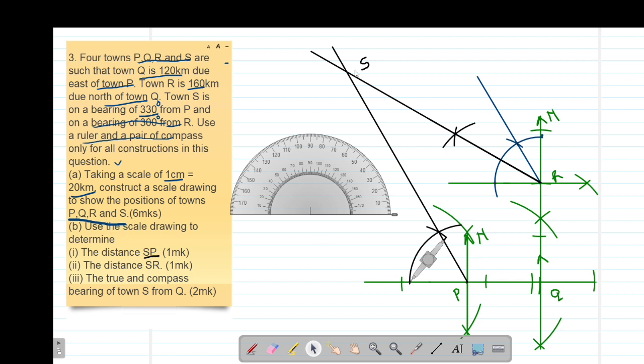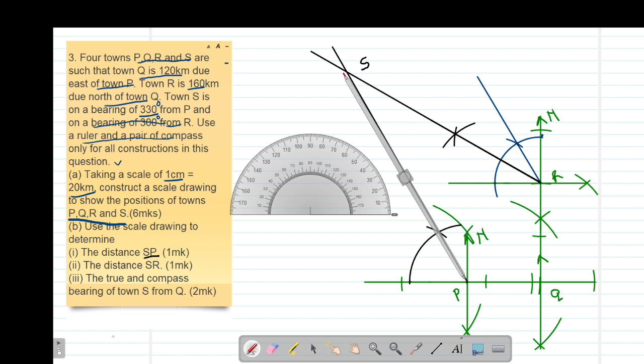So use the scale drawing to determine the distance SP. So I need to connect S and P. Of course S and P are already connected. So for my case, I'll use my pair of compass to actually measure that distance. But for your case, you can use a ruler. So from this particular point, SP, I want to see that length. How much is that length? So that is our length. I'm getting 19.8 centimeters. So that is the distance SP.